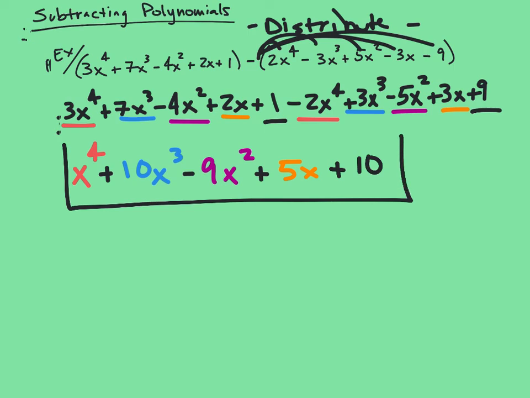So we get a different polynomial whether we add or subtract them. Okay, and that's the idea. So that's all I got for you guys. I hope you enjoyed this video. It's pretty simple. Just combine your like terms, distribute your negative, and simplify.